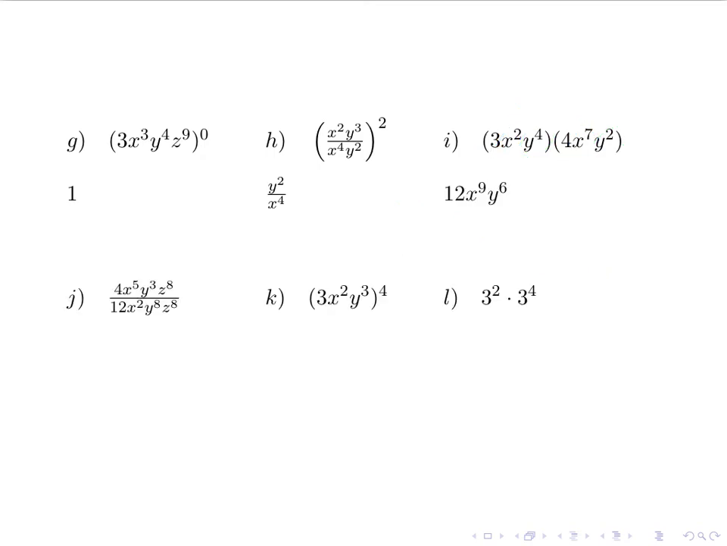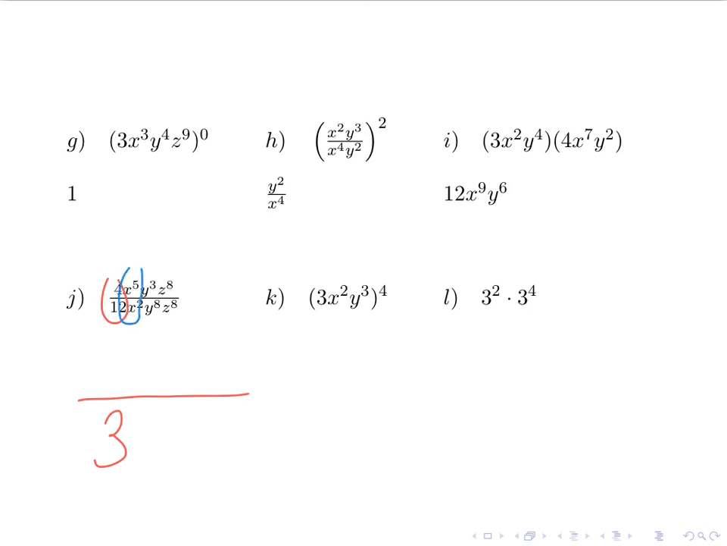Okay. And then my last 3. Again, I've got some dividing here, so I'm going to do it term by term. I'm going to start with my coefficients. 4 divided by 12. I'm left with a 3 when I simplify it. That 3 is in the denominator, right? 12 is bigger than 4, so it's in the denominator.